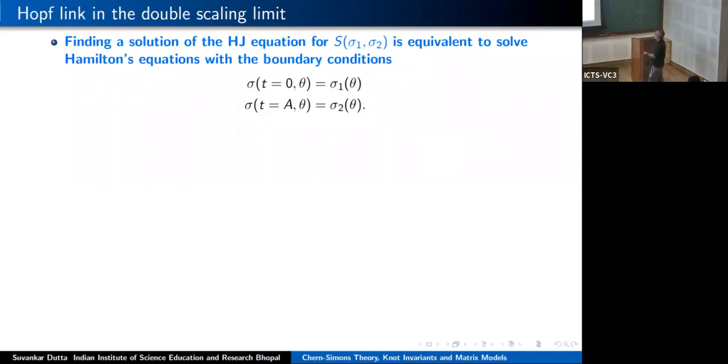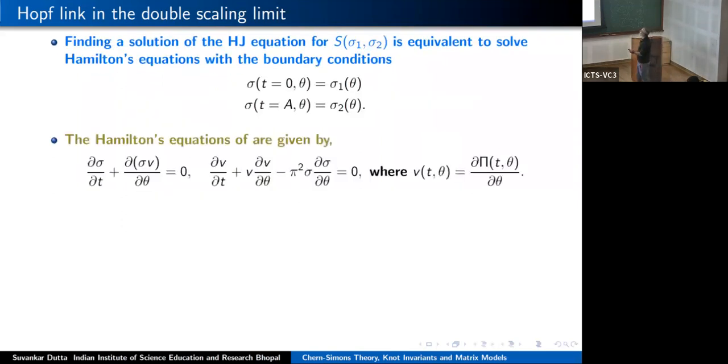Okay. So what are the Hamilton's equations you get from this Hamiltonian? These are the Hamilton's equations from this Hamiltonian. The first equation is like a continuity equation. Sigma plays the role of density, and v is the velocity. And the second one is the inviscid Navier-Stokes equation. Okay. So therefore, the whole problem of finding the correlation function for the Hopf link boils down to the solution of an inviscid fluid equation, a one-dimensional fluid equation, with these boundary conditions. Where is the information of R1 and R2? The information of R1 and R2 is given by the boundary conditions, sigma 1 and sigma 2.